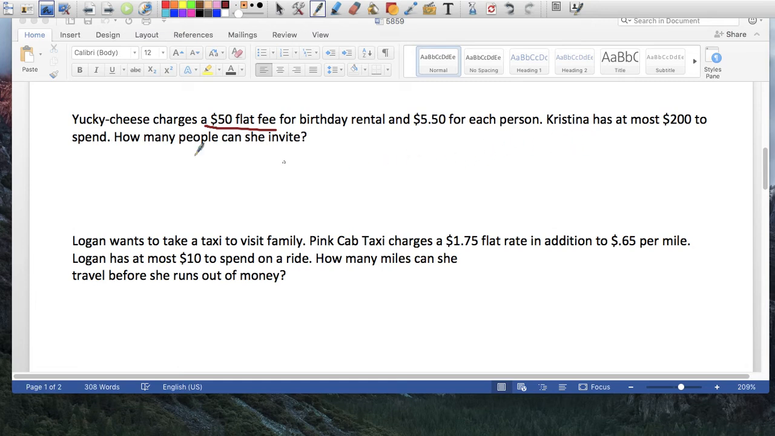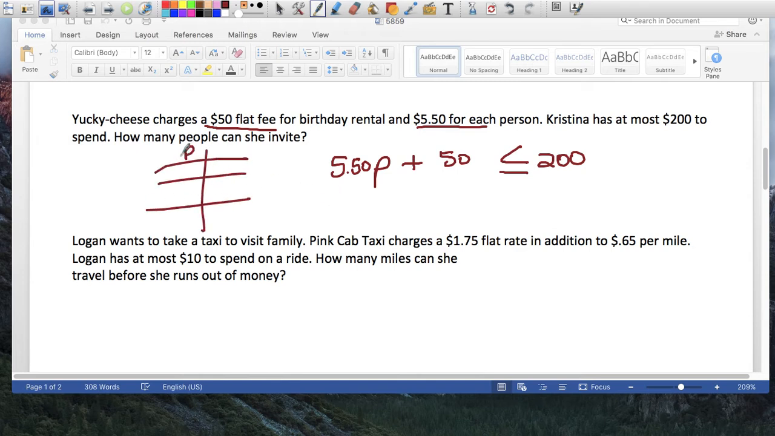So Christina has at most $200. How many people can she invite? So at most means less or equal to 200. She can't spend more than that. So here's our relationship. It's $5.50 per person, plus the $50 that we have to pay Yucky Cheese to rent the place. P times 5.50 plus 50, less or equal to 200. Minus 50, and then divided by 5.50. Use the inverse, divided by 5.50.